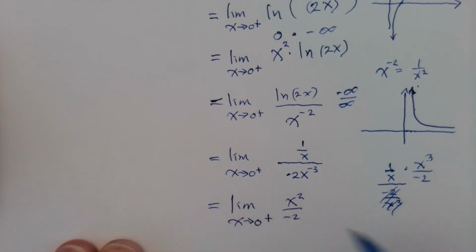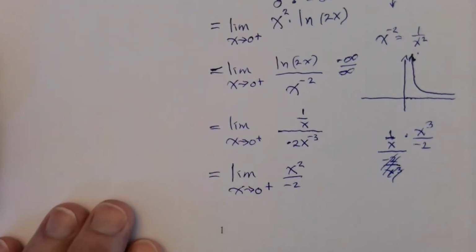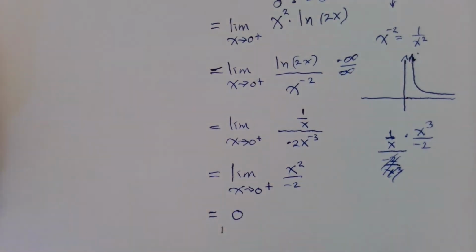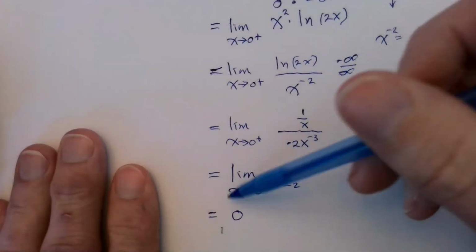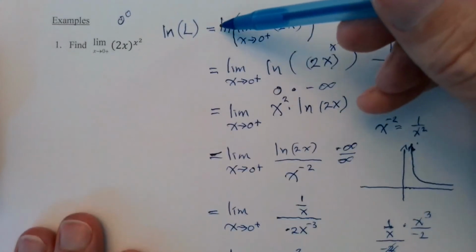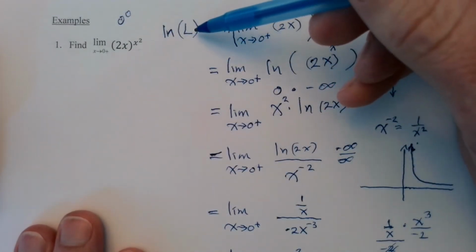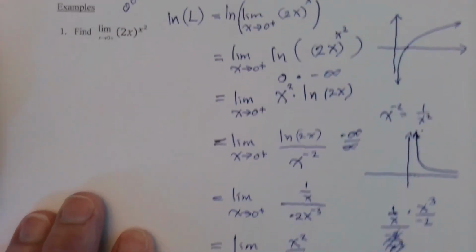And that's just the limit of a polynomial. Plug in the 0, and you'll get your answer. Now you have to be a little bit careful, because when you get to the end and you see a 0, you're not quite done. That 0 is equal to all of these limits back here, which are equal to the natural log of the answer we want. So you can write this equation now.